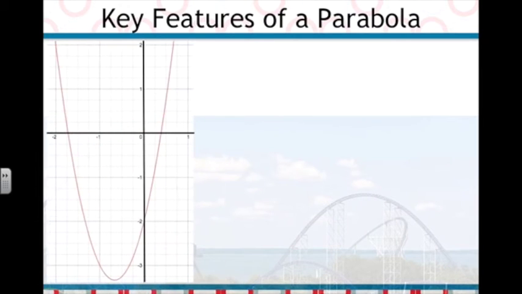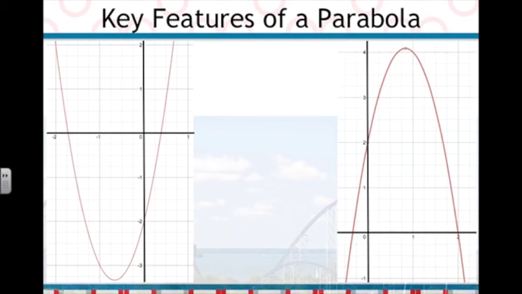Now let's look at the graph of a quadratic equation, which is known as a parabola. A parabola is a curve like these graphs show. It can have a low point and open upward like the one on the left, or it can have a high point and open downward like the one on the right. There are four key features of the parabola.